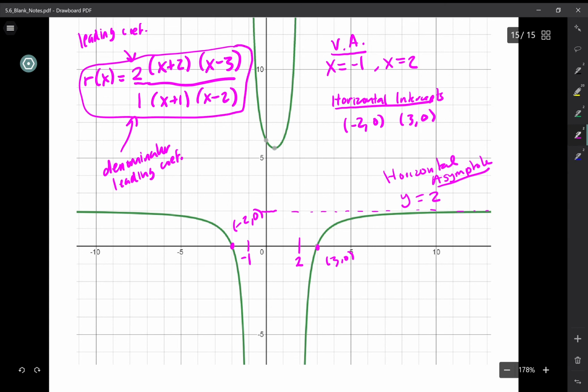Now to recap, let's remember the vertical asymptotes tell you about the factors in the denominator. The horizontal intercepts tell you about the factors in the numerator, and the horizontal asymptote tells you about what you need to add number-wise or variable-wise to follow the horizontal asymptote rules.